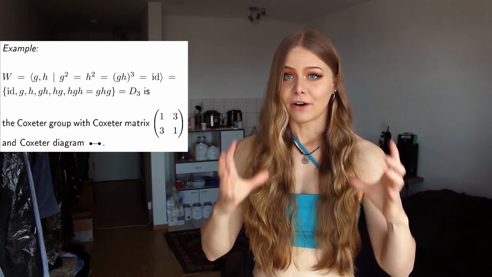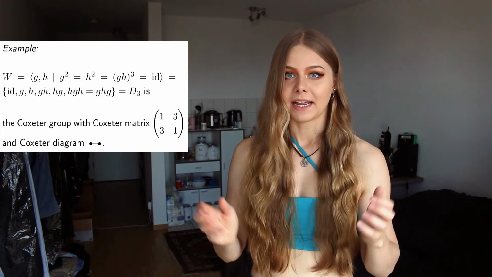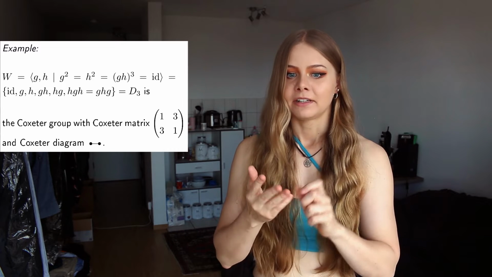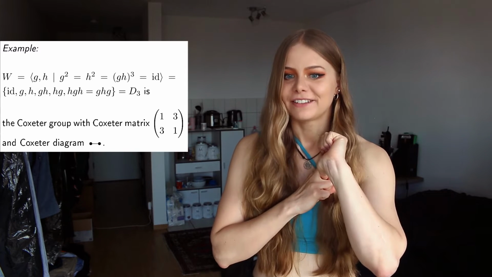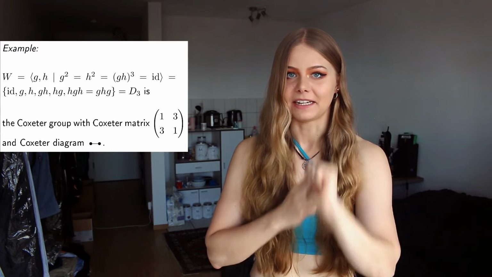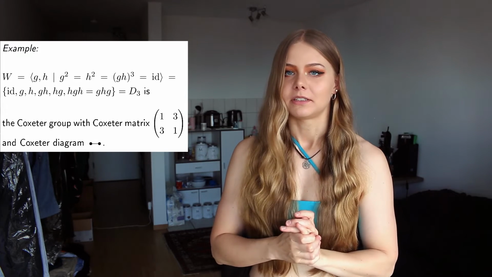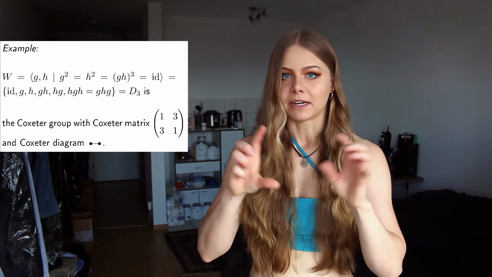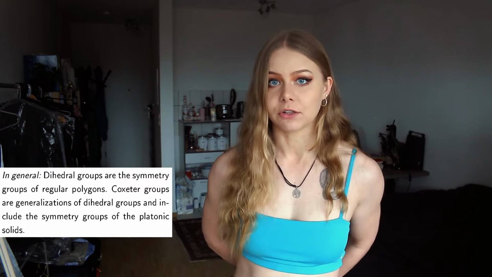So we can write down all of the group elements that we can get. It's the identity, G, H, GH, HG, and HGH, and HGH is the same as GHG. So we just get the dihedral group D3, sometimes also denoted by D6 as preference, but it's the symmetry group of a regular hexagon. In general, dihedral groups are the symmetry groups of the regular polygons, and Coxeter groups are generalizations of dihedral groups and include the symmetry groups of the Platonic solids.